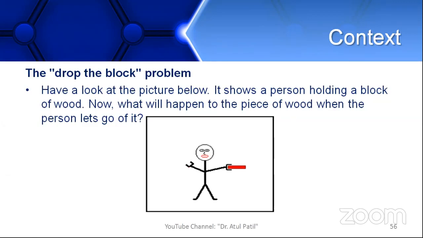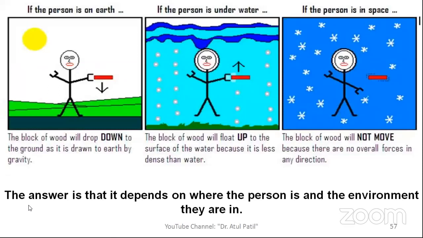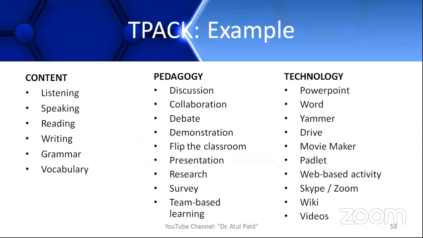But here we need to think about context. Depending on the context, that is the situation where the person is. If the person is standing on the earth, it will fall down. If the person is holding the piece of wood under water, then the piece of wood will go up. It will float on the surface of the water. And if the person is in space, the wood will be in the air only. So the answer depends on where the person is. That is the context. Similarly, when we use technology, we have to think about the context.